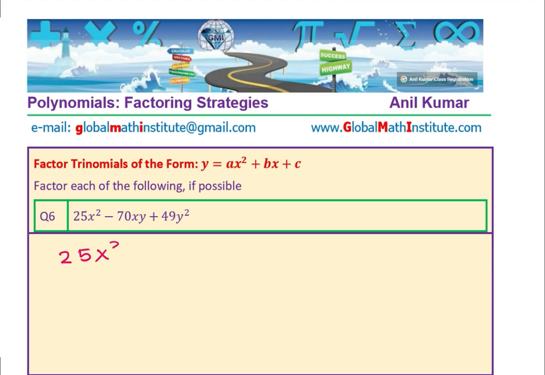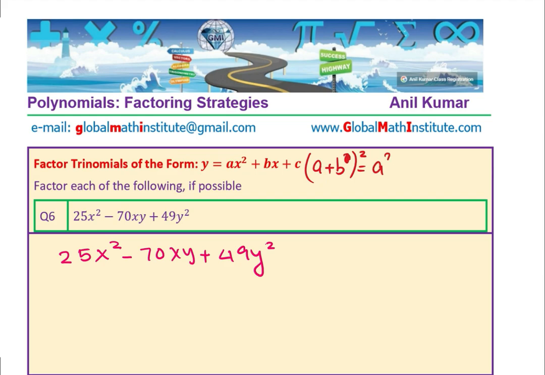So it is 25x squared minus 78xy plus 49y squared. I hope you remember the formula for a plus b whole square. Some of the times you may get a perfect square, right? Both factors being the same. So let's write down the formula. What is a plus b whole square equals to?